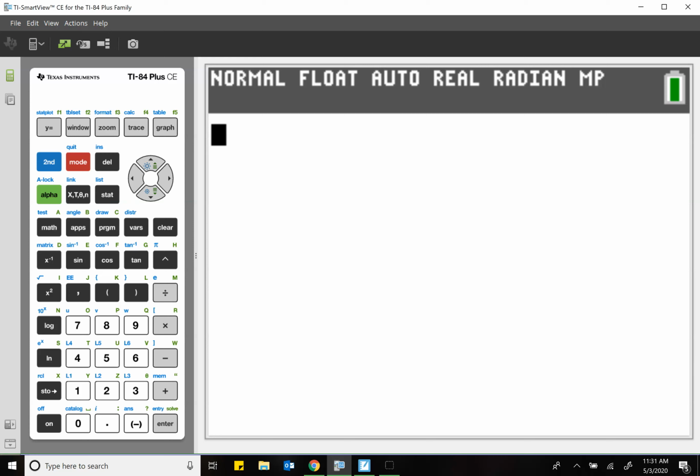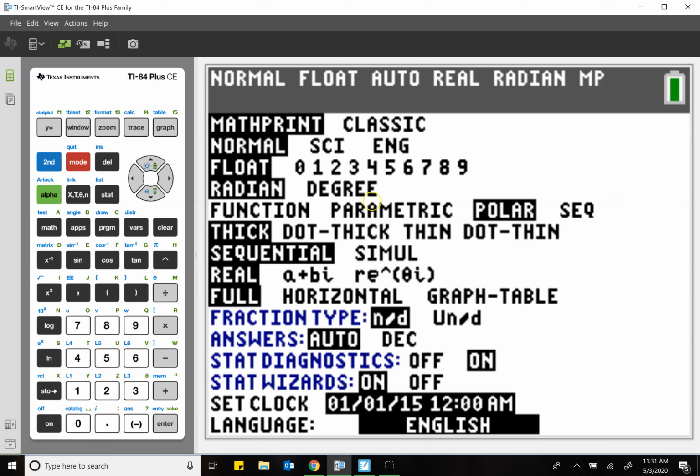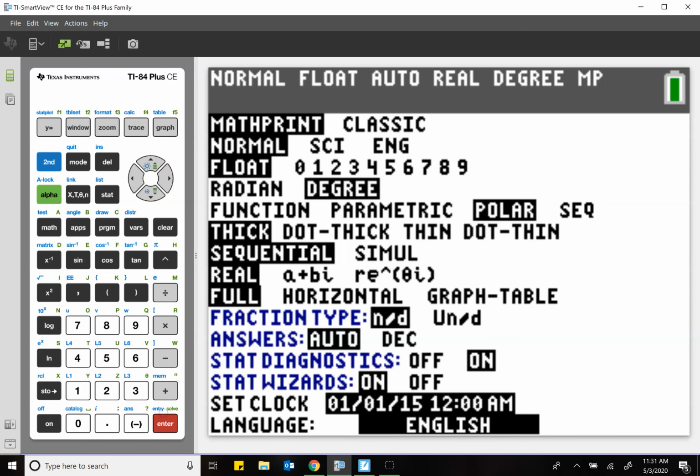Okay? So if you can't see this up at the top of your calculator, usually most calculators tell you, go into mode, and then right here, the 4th line, it says radians degrees. Since we're working in degrees, I want to change that to degrees. Notice it changed my degrees up here, and that's going to make things a heck of a lot easier for us.